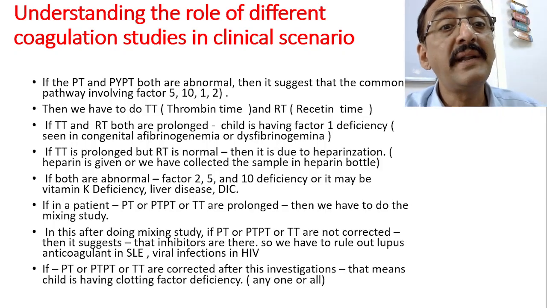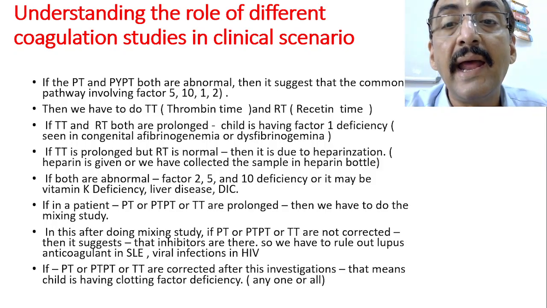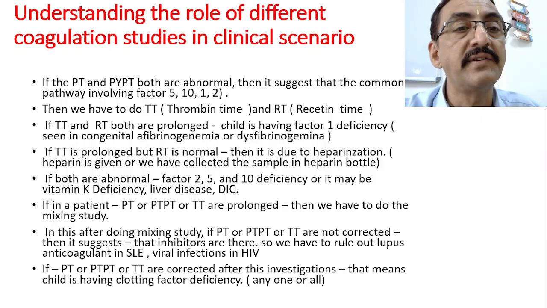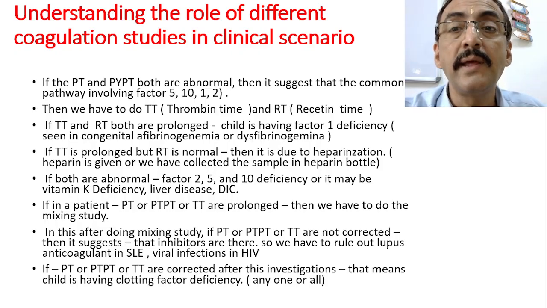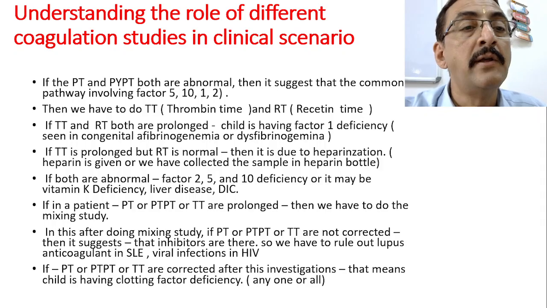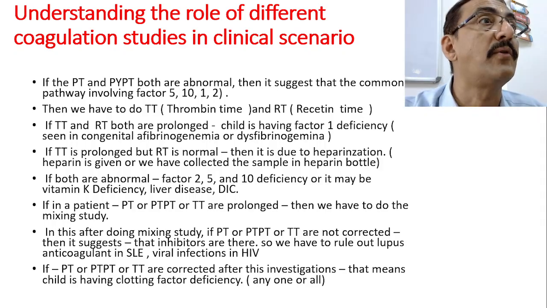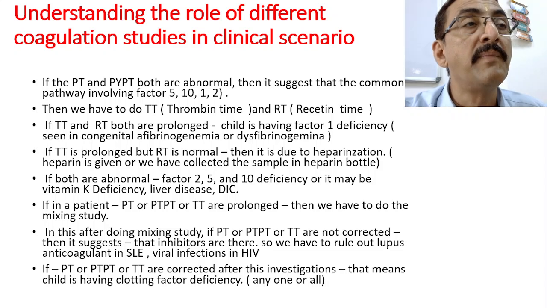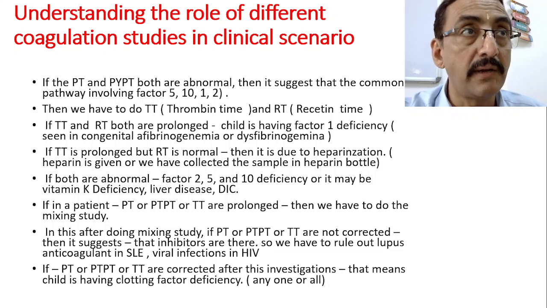Now if the thrombin time is prolonged but RT time is normal, then it is due to heparinization. Heparin is usually given for the clotting purpose, okay, as an anticoagulant. So heparin is given, or we have collected the sample in the heparin bottle. This is also possible. Suppose for the coagulation profile, you have collected the sample in the heparinized sample bottle.